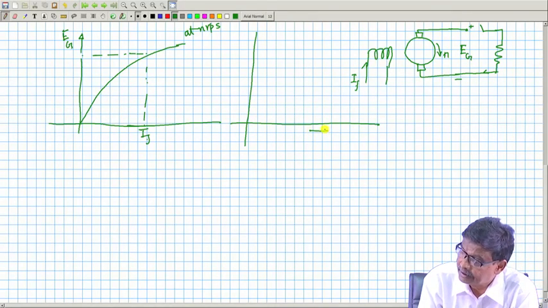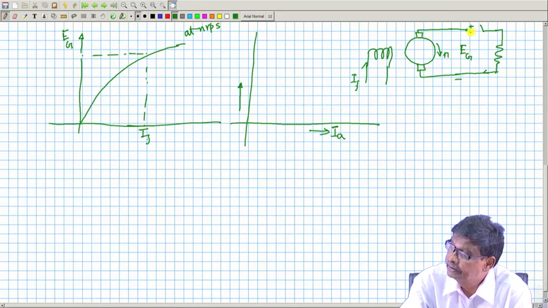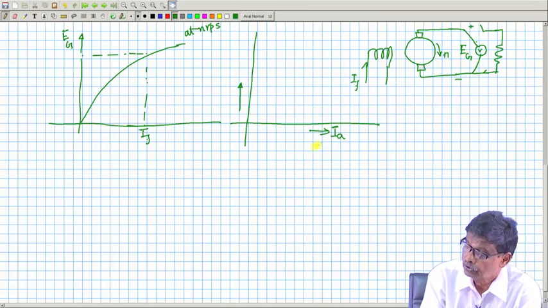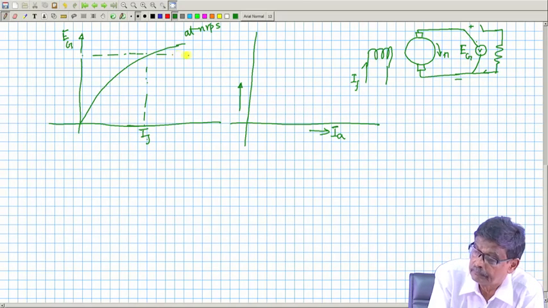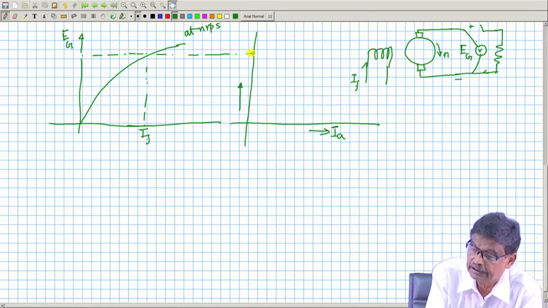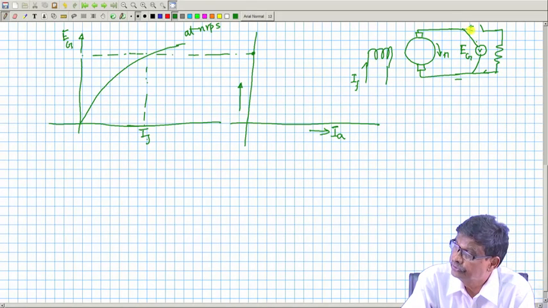Therefore, on this side I will sketch IA, and here I will sketch this V. I will connect a voltmeter here. So, with IA equal to 0, the voltmeter will read this value, the generated voltage, as IF is maintained. So, the open circuit voltage is this one. Now, if you close this switch, it will deliver current, and IA will flow.